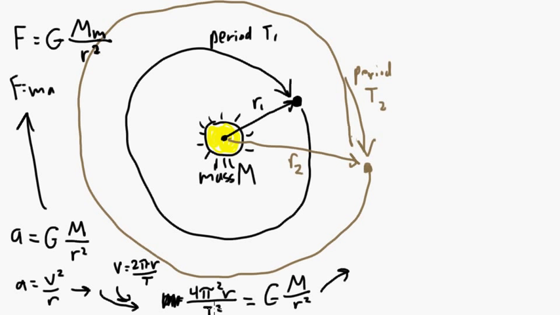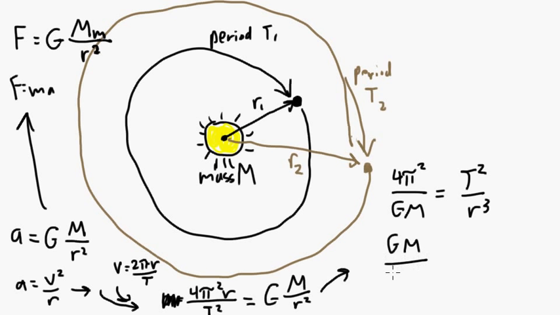We've got those. So what I'm going to do is pull all of our R's and T's over to the right-hand side of the equation and shove everything else over to the left. So on the top here we have GM, that goes underneath here. So what we're going to get is 4 pi squared over GM, and then T squared over R cubed. It might be a little more normal to write it as GM over 4 pi squared equals R cubed over T squared. It doesn't really matter which way you go.